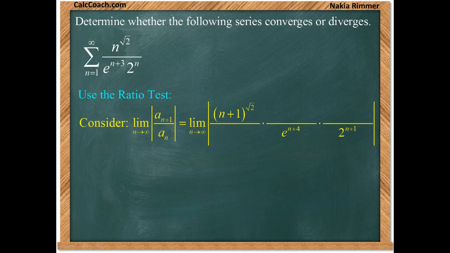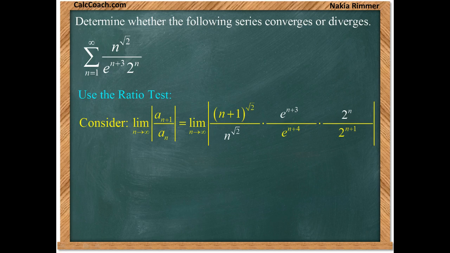We're going to divide successive terms, a sub n plus 1 divided by a sub n. To get to the heart of the matter quickly, we create a fraction for each of these terms, replacing the n's by n plus 1s, and putting them where they are in the original series. In the gap spaces, we put the term from the original series that corresponds. So below the n plus 1 to the root 2, we have n to the root 2. Above the e to the n plus 4, we have e to the n plus 3. Above the 2 to the n plus 1, we have 2 to the n.